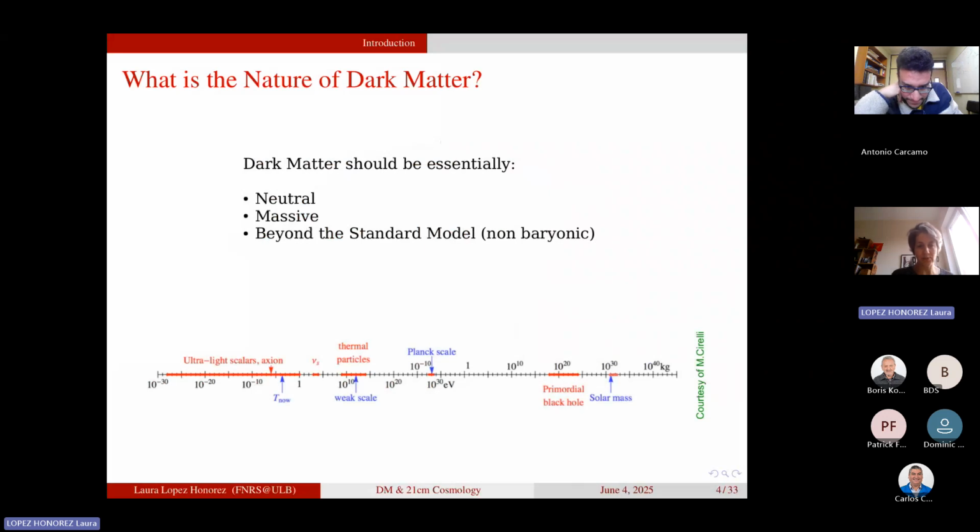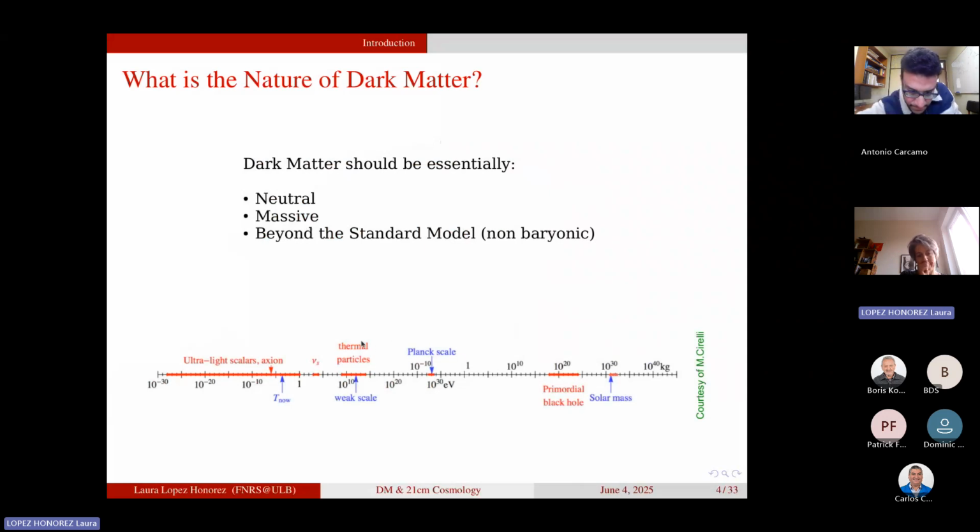So what is the nature of dark matter? What we know is that it should essentially be neutral, massive, and it cannot be a particle of the standard model. Beyond that, we have a lot of possibilities. Just looking at the mass range, we can go from masses of 10 to the minus 20 electron volt, considering particles, up to solar mass primordial black holes, or even more than solar masses.